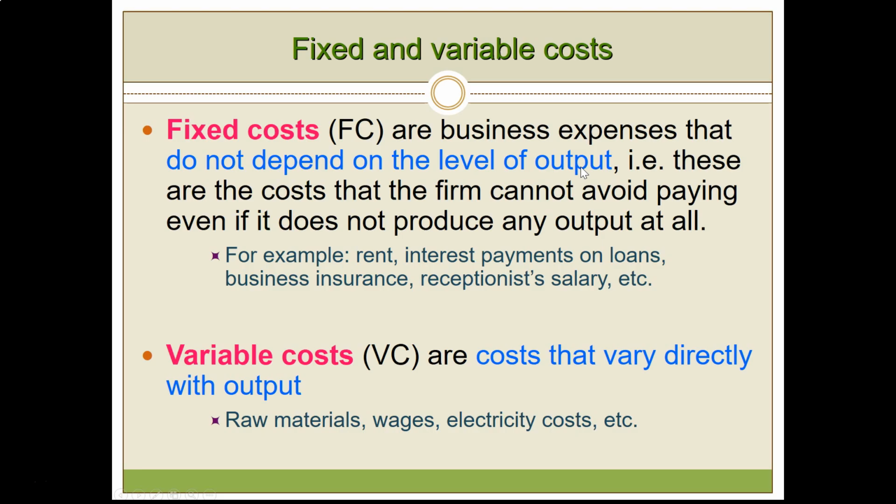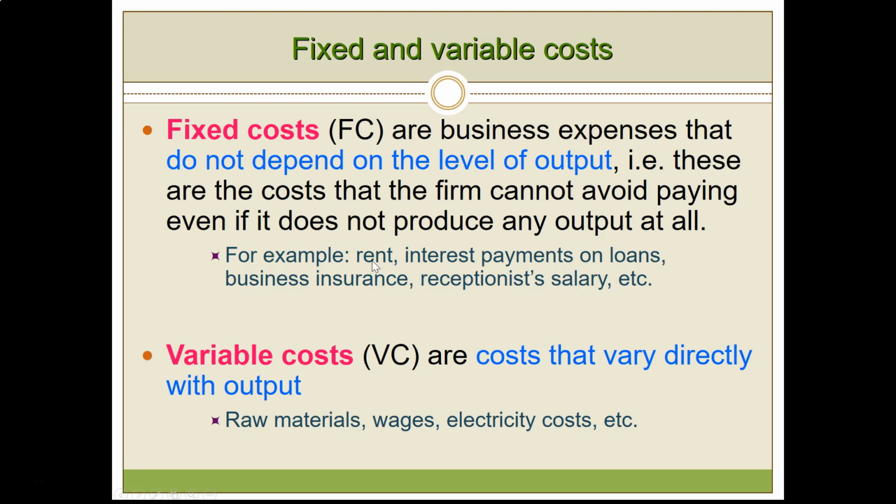In other words, these are the costs which the firm cannot avoid paying regardless of the level of output it produces, regardless of whether it works or not, regardless of whether your output is equal to 5 units or 5 million units or 0 units at all.